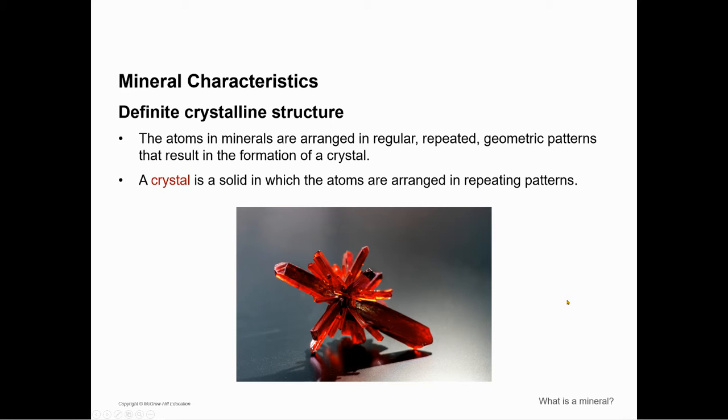Mineral characteristics, definite crystalline structure. They have a definite structure. The atoms in a mineral are arranged in regular, repeated geometric patterns that result in the formation of crystals. And here you can see a crystal that is formed. A crystal is a solid in which the atoms are arranged in a repeating pattern. They have a definite chemical formula.